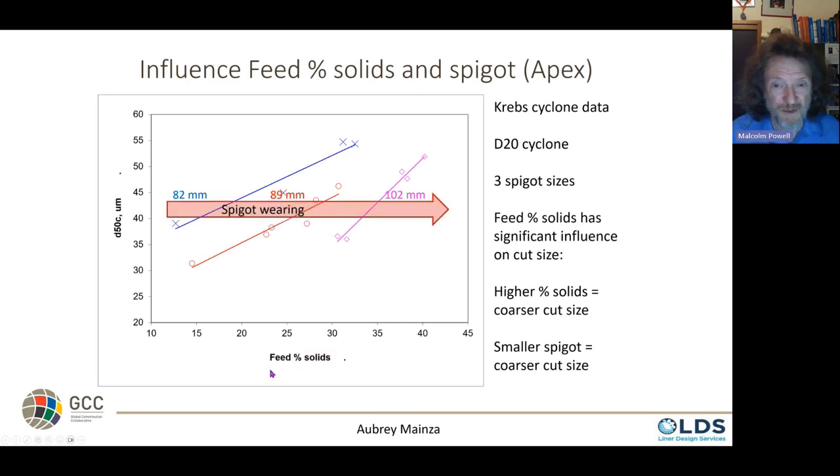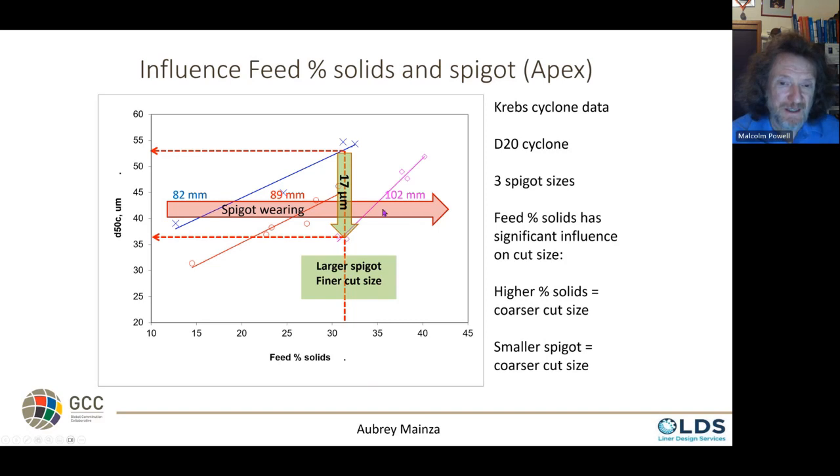And this is an example of very good work by Aubrey Mainzer. Closed loop test, but 3 spigots. So it's a full D20 cyclone. And we can see in this fine cut size, 17 micron difference on around 45, 30% difference in size from the 82 to the 102, which you can compensate as it wears with density. So you can play these two together to control your cut size. So this awareness that if you're letting spigots wear out differentially or not compensating, the big effect it has on cut size.